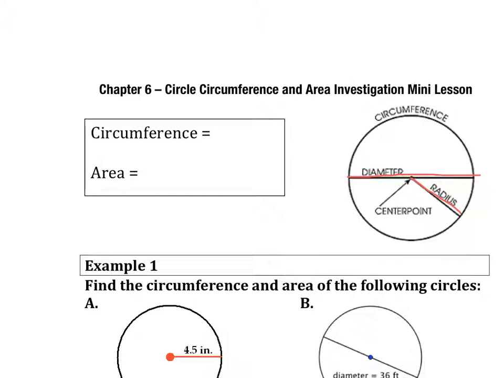The circumference is actually a special name for the perimeter of your circle. It goes around the circle. And then area still has the same definition.